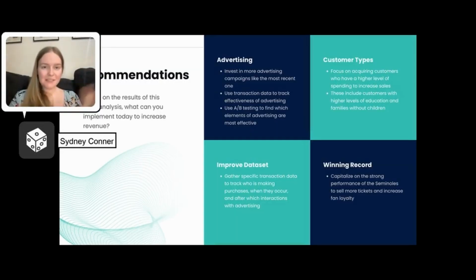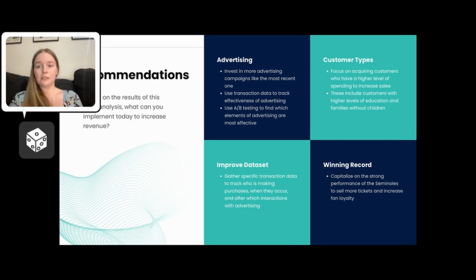We've talked about a lot of numbers, but these are the recommendations, and these are the ways we're actually going to improve our business. Advertising. We need to invest in more advertising campaigns like the most recent one based on our data. We need to use transaction data to track the effectiveness of our advertising to see if it's actually working. We can use A/B testing to find out which elements of advertising are most effective, and we can make better choices overall going into the future.